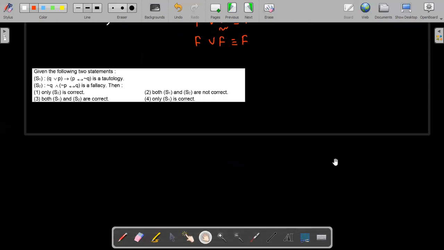Next question is a question about tautology and fallacy. So two things are given, S1 and S2. You have to show whether S1 is a tautology, or S2 is a fallacy, or both are correct.